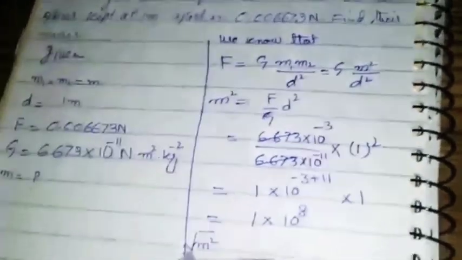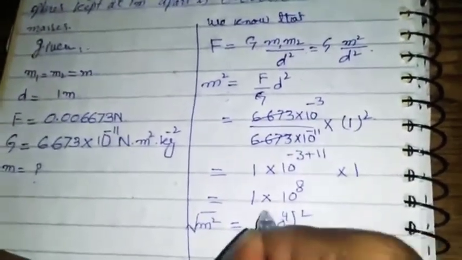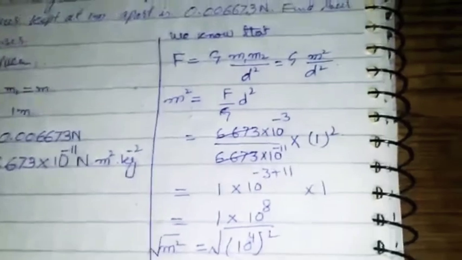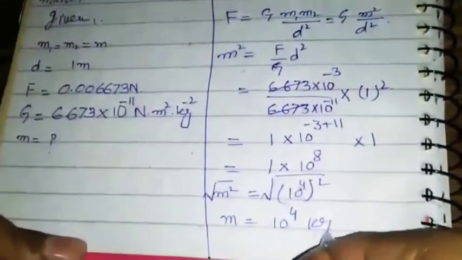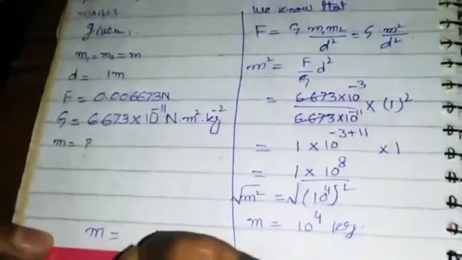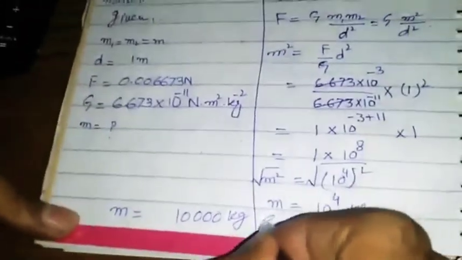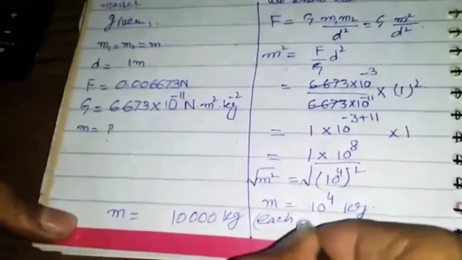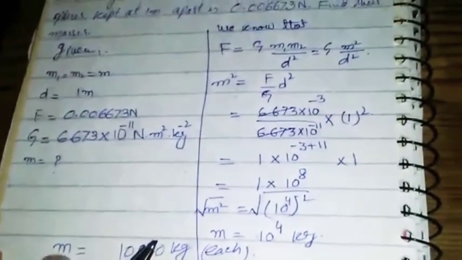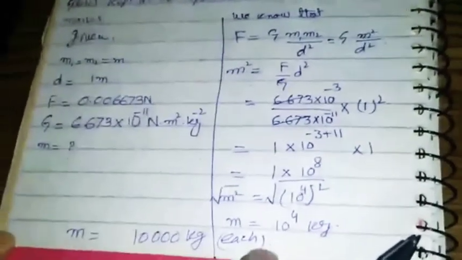M square under root is equal to 10 to the power 4 square, and under root m is equal to 10 to the power 4 kilogram. So m is equal to 10,000 kilogram each. So each sphere has a mass of 10,000 kilogram.